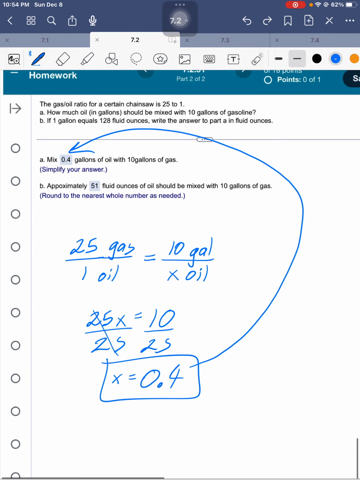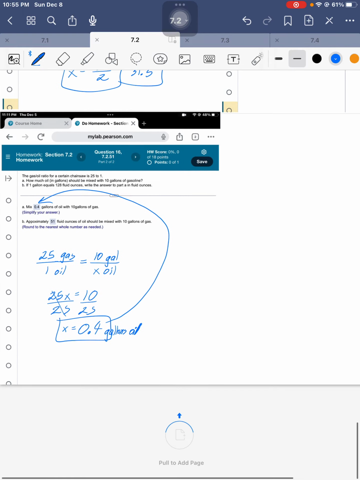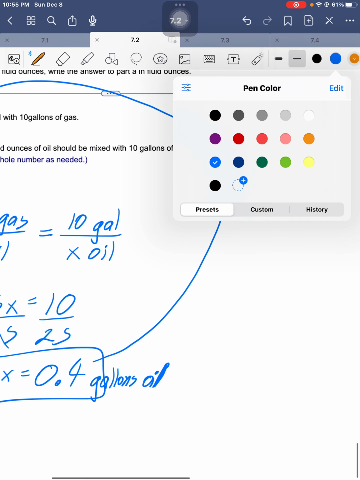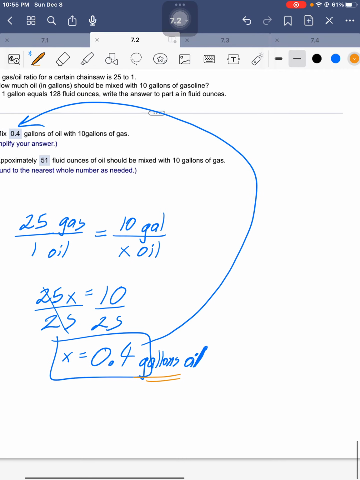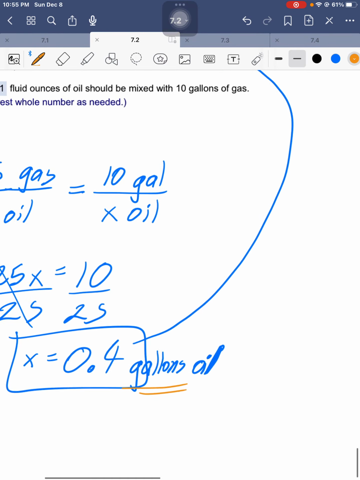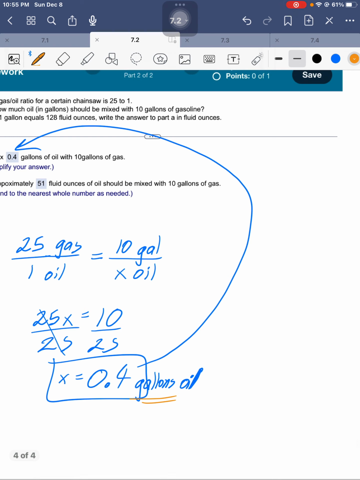Now, B, this x is gallons of oil, okay? Gallons of oil. If 1 gallon equals 128 fluid ounces, write the answer to part A in fluid ounces. Okay, so they pretty much want us to convert 0.4 gallons of oil into fluid ounces of oil. And they're telling us how much 1 gallon is worth. 1 gallon is worth 128 fluid ounces. So let's write it up here.